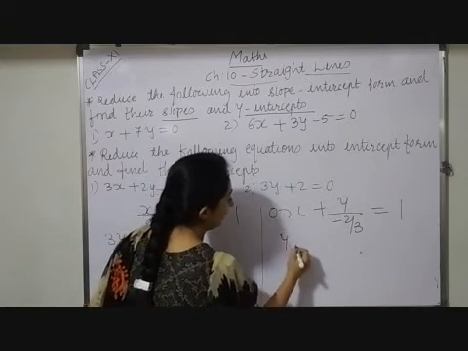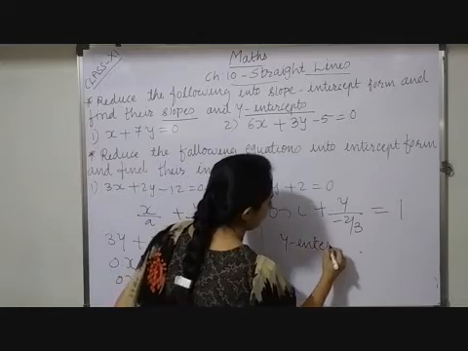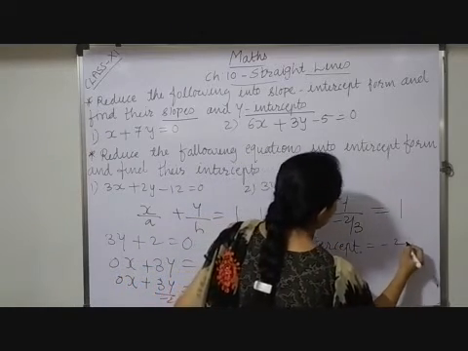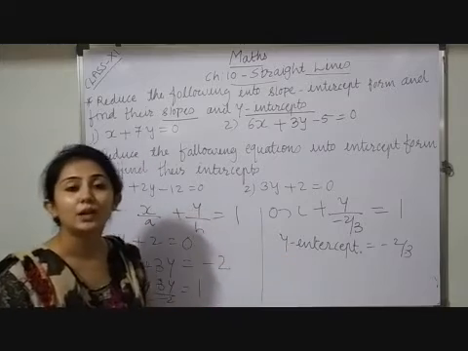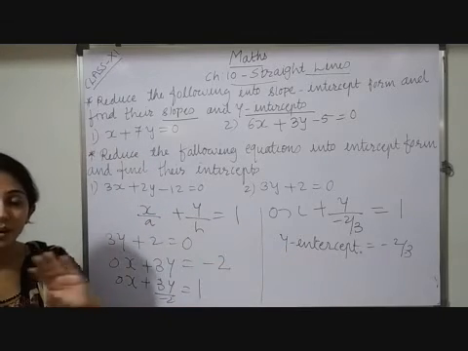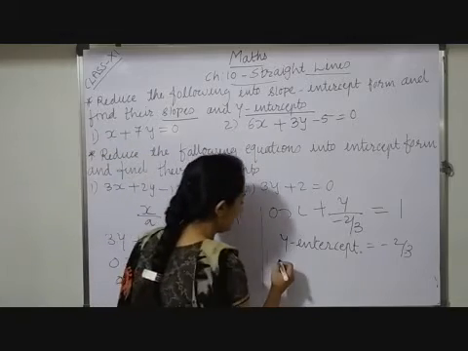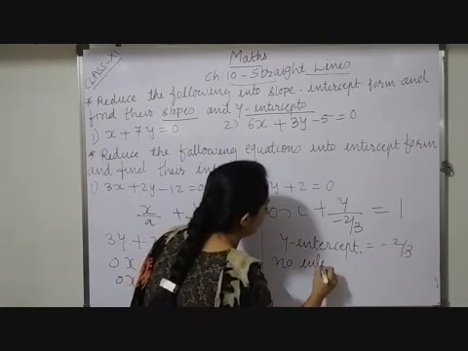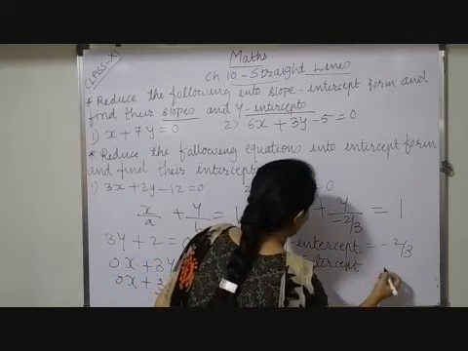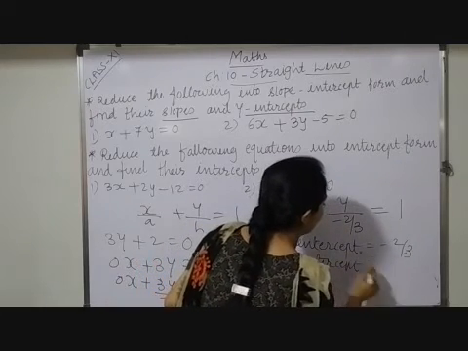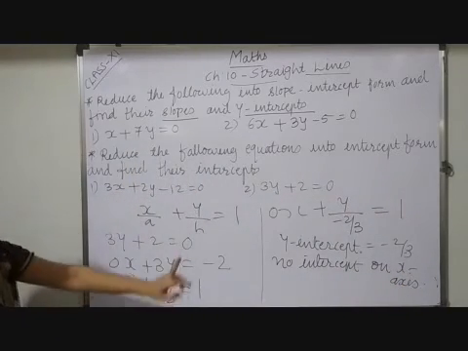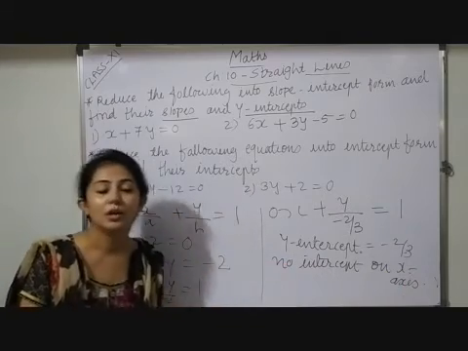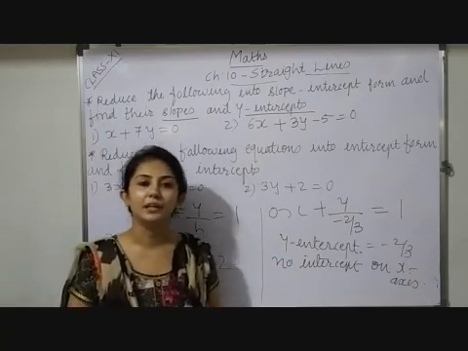So here the y-intercept is equal to -2/3, and here we cannot write 0x upon 0. We cannot write x-intercept as 0 because the 0/0 form is not defined in mathematics. So here we have to write down no intercept on the x-axis. So that time our answer will be no intercept. Here we cannot write 0 because the 0/0 form is not defined in mathematics.